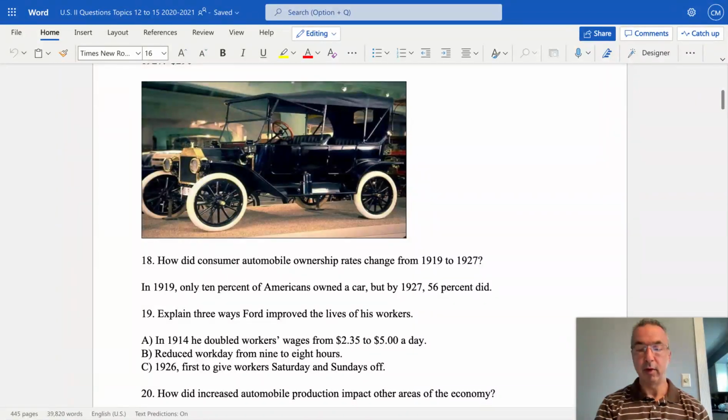20, how did an increase in automobile production impact other areas of the economy? So physically, just looking at the photograph there of the automobile, what raw materials would you need in order to keep that car running and moving? What else would you need? And once you begin moving place to place, you can even think of this with your own families. What are some things you can do with an automobile?